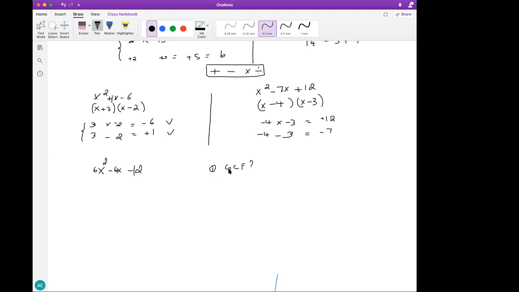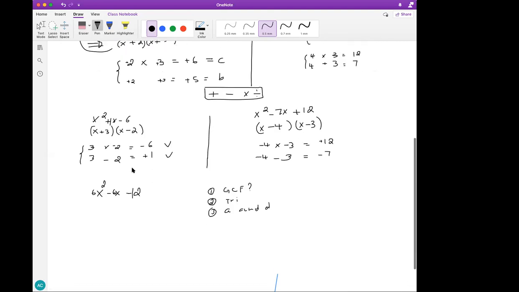And if we use GCF here, do we have a GCF? Check for GCF. Then if the GCF doesn't work, that's when you try trinomial. And when you try trinomial, that's when you check for A and D. So don't jump right away to use trinomial. We use that as a second way after GCF doesn't work.